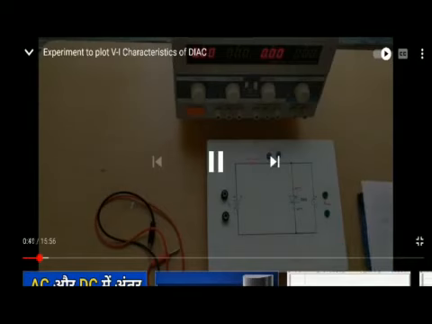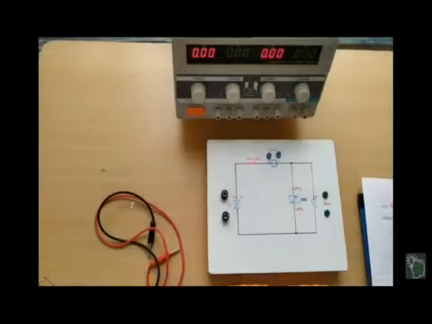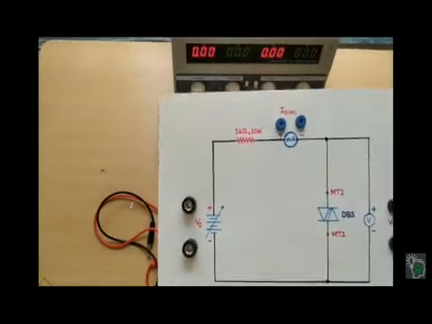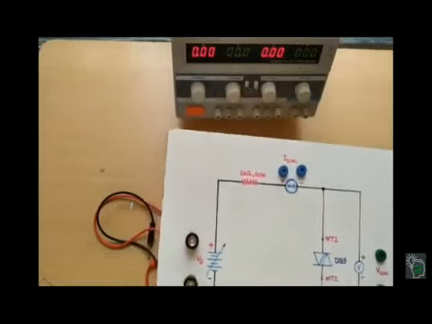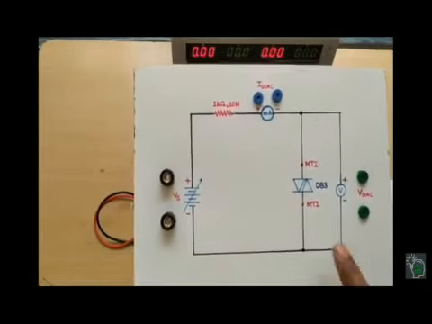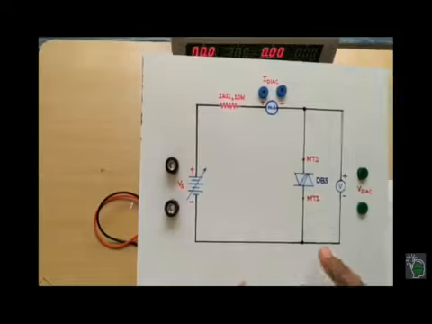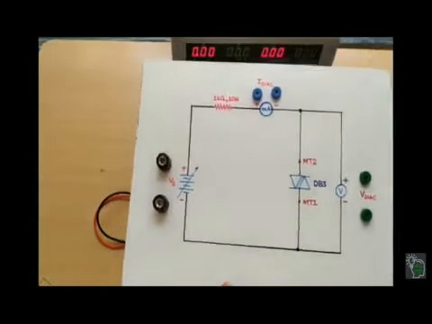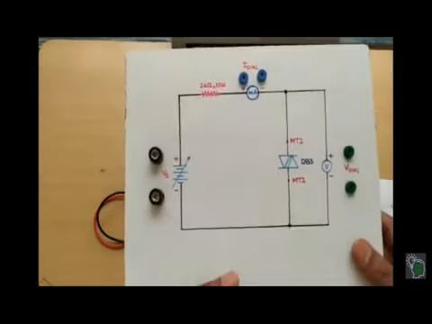Today we are performing the Diac characteristics. Diac is a bidirectional device which is having two terminals, MT1 and MT2. This is the kit for VI characteristics of Diac. It is having two terminals, MT1 and MT2. DB3 Diac we are using here.